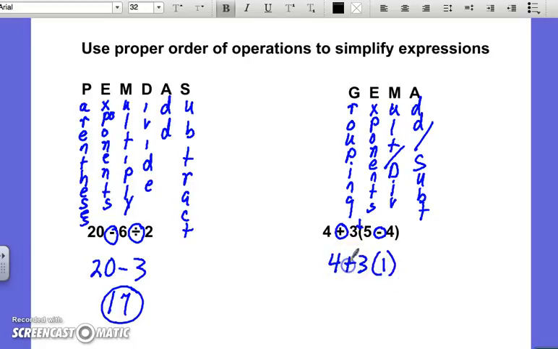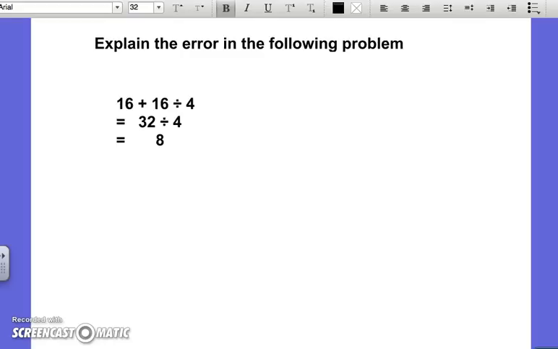So now we've got addition and we've got multiplication. We multiply. 3 times 1 is 3. So we've got 4 plus 3. That means our final answer is 7. Okay, so let's look at this next one.